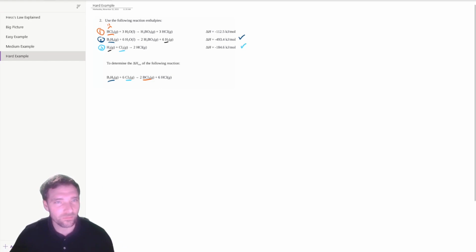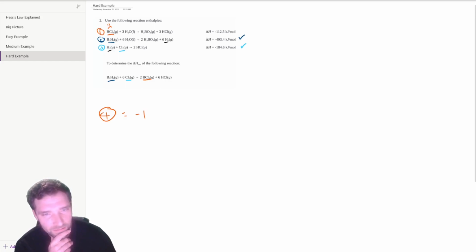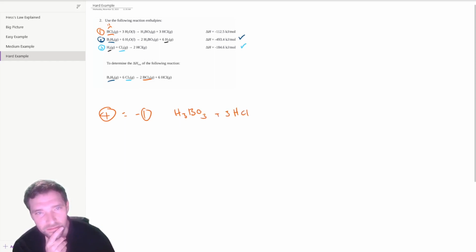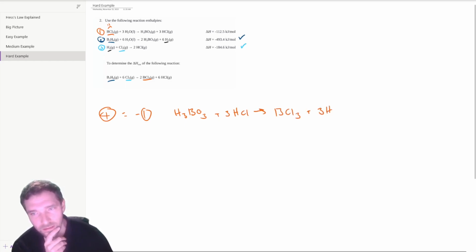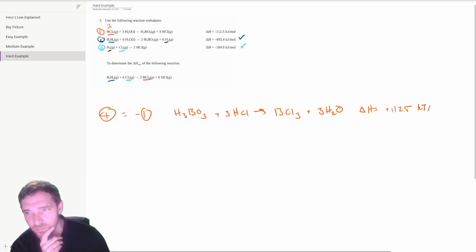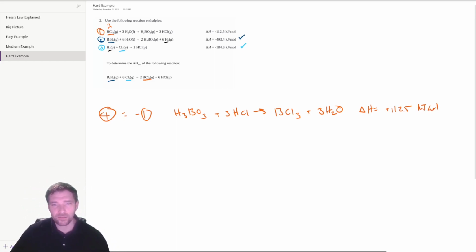So if we're rewriting line 1, I'm going to call this line 4 and say that that is a negative of line 1. So line 4 is just going to flip everything. So we've got this H3BO3, and we've got the 3 HCl is now reactants going to form BCl3 plus 3 water molecules. And now that new change in H, we're going to flip that. So now it's going to be a positive 112.5 kilojoules per mole. And that looks okay.